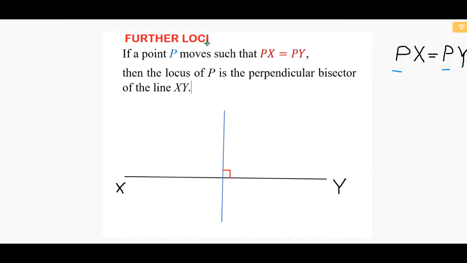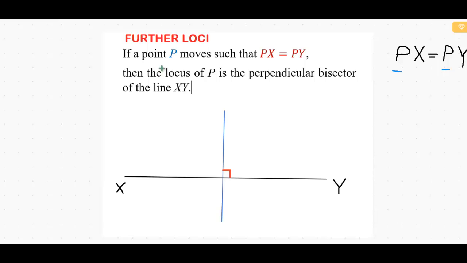This is further loci, and we are going to discuss the locus of P if a point P moves such that Px is equal to Py. So we have to tell what is the locus of P then. Now we are going to understand what this equation Px is equal to Py means. As the point P is the moving point, it will move on that locus which we are going to find. So P is basically a locus. The distance of this locus from X and the distance of this locus from Y is equal.